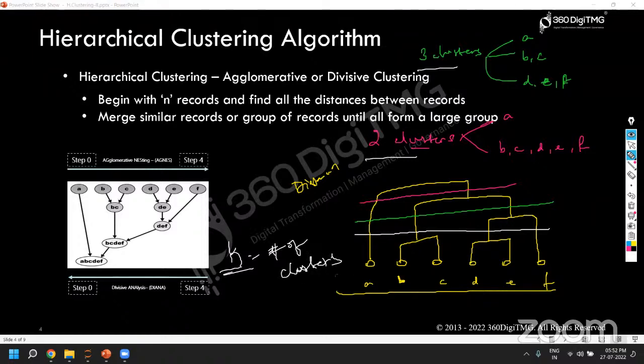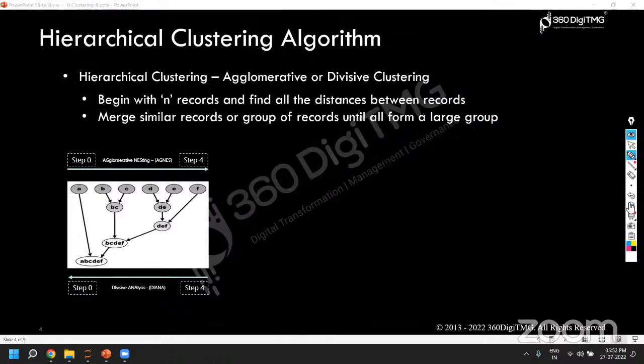So the hierarchical clustering algorithm has two approaches. We will be discussing the agglomerative approach, which is based on merging. We will start with n clusters where each record is equal to one cluster. This is the assumption that we start with. N clusters.